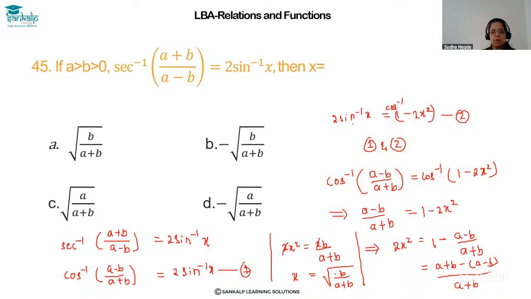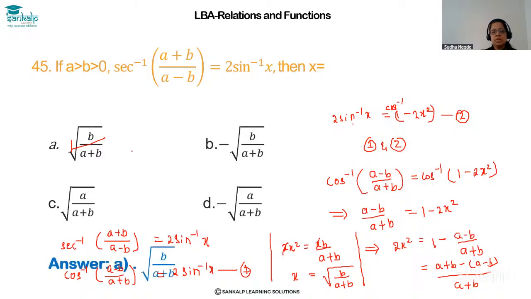Therefore, check the options. It is option A, square root of b divided by a plus b, is the correct answer.